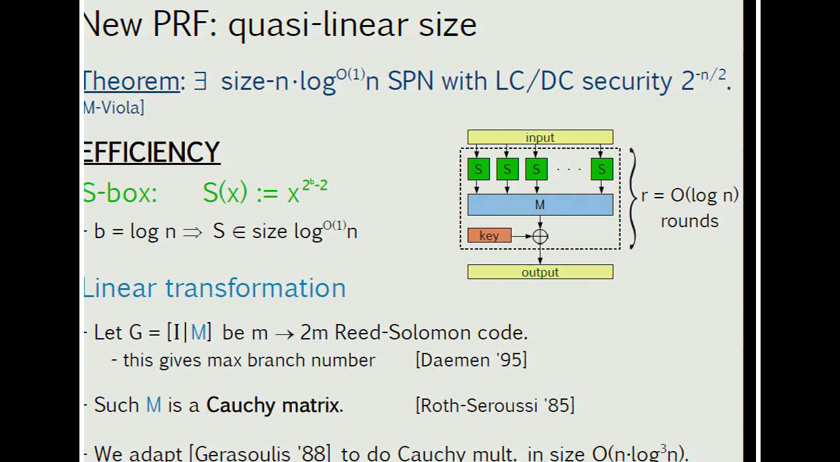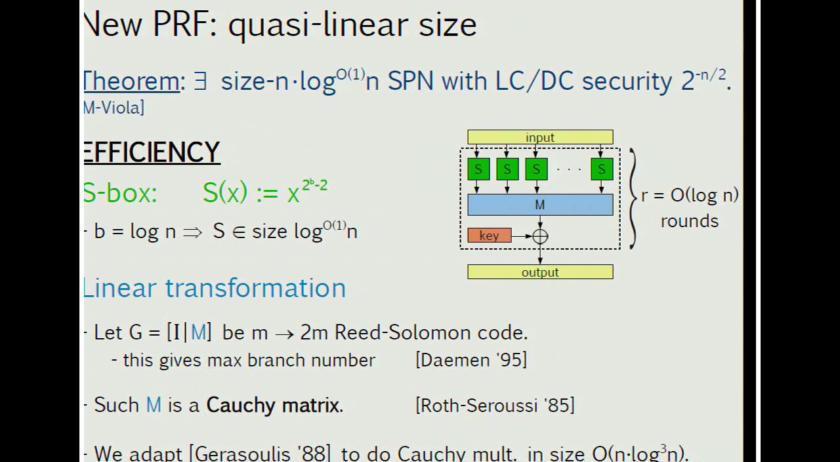The linear transformation M is constructed using a Reed-Solomon code. This is a very common method of constructing maximal branch number linear transformations. In particular, if you take the Reed-Solomon code generator matrix in reduced echelon form, and take the second half of this matrix, this gives maximum branch number. To compute this efficiently, Roth and Lempel noted in the 80s that a matrix of this form is a Cauchy matrix, which is a particular type of matrix. And there's an algorithm by Gerasoulis to multiply by Cauchy matrices in quasi-linear size. We adapt the algorithm to fields of characteristic 2.